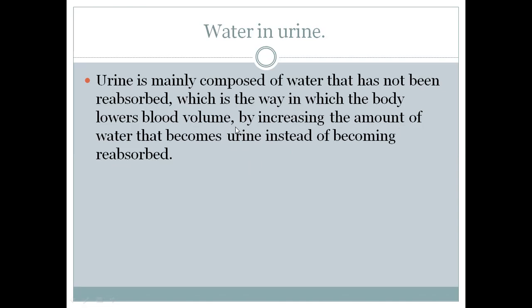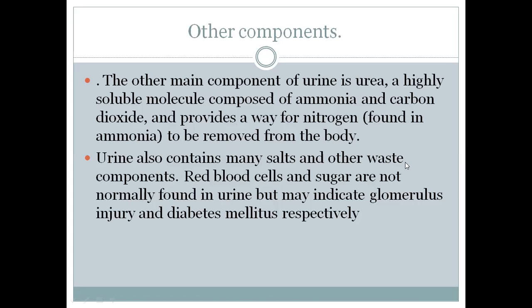Now, this takes place mainly during the winter season. We do not need a dilute blood system. If we get a dilute blood system, that means the pH of the blood is going to go down. But during the summer, the urine is concentrated. This condition that we have discussed occurs during winter when we pass out large amounts of urine. The main other component of urine is urea, which is a highly soluble molecule composed of ammonia and carbon dioxide, and it provides the outlet of nitrogen from the body. Urine also contains salts and some other waste components.